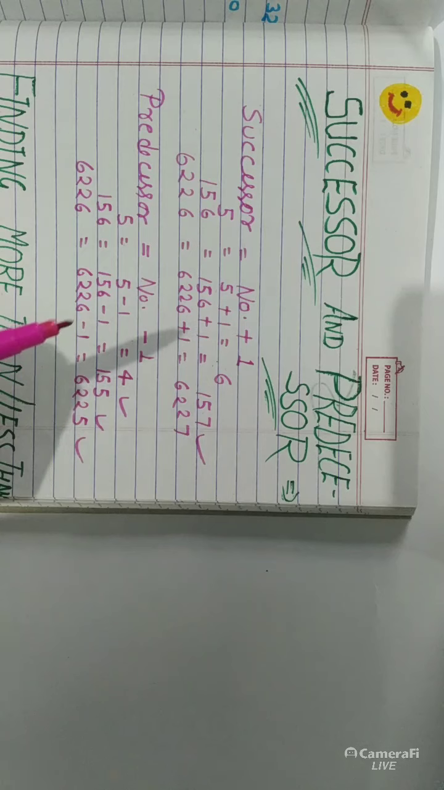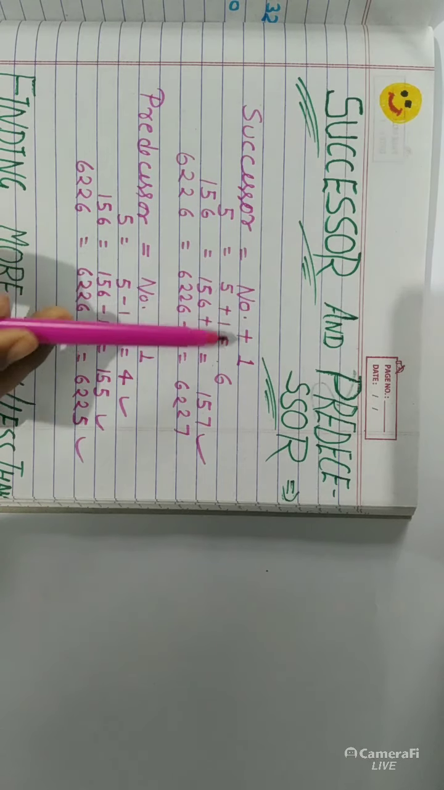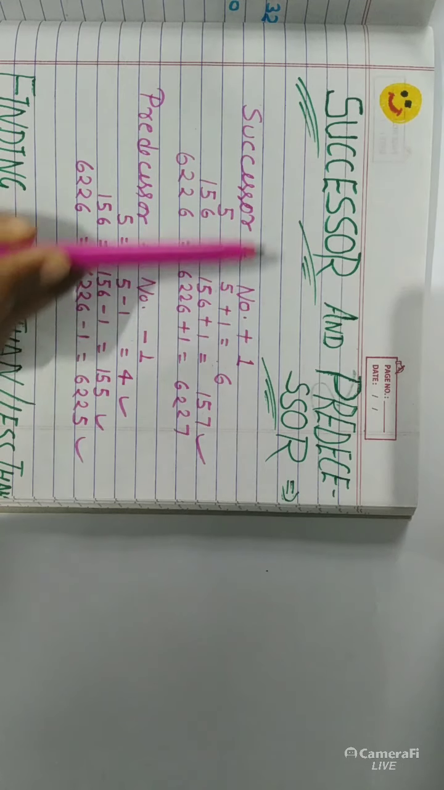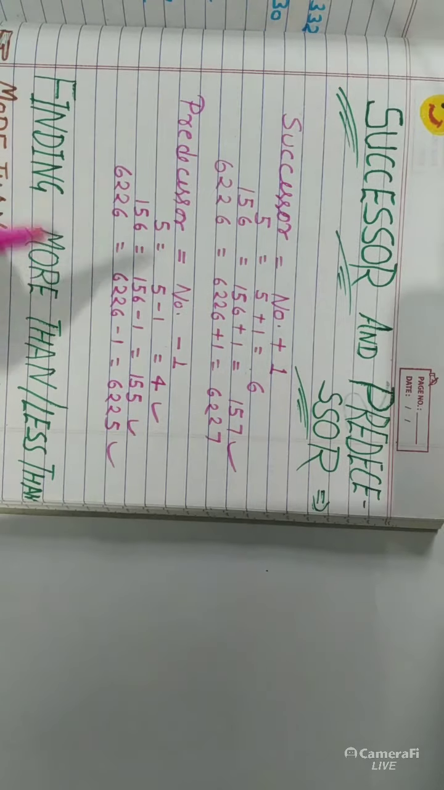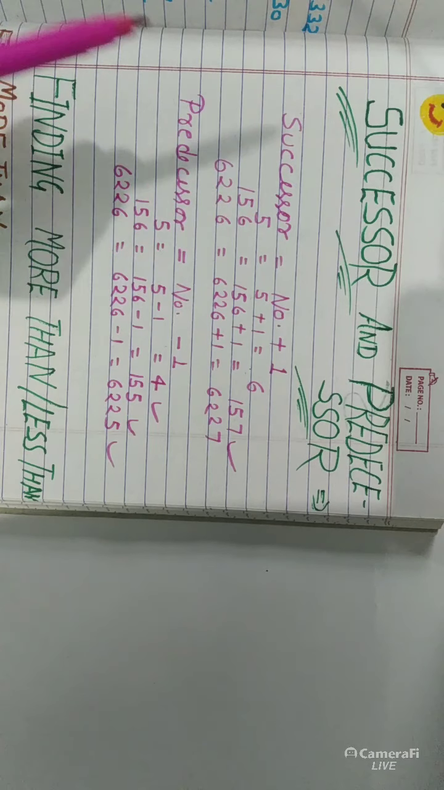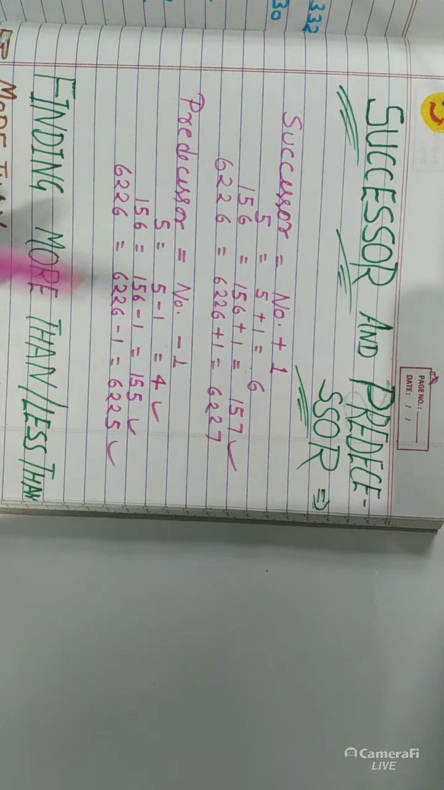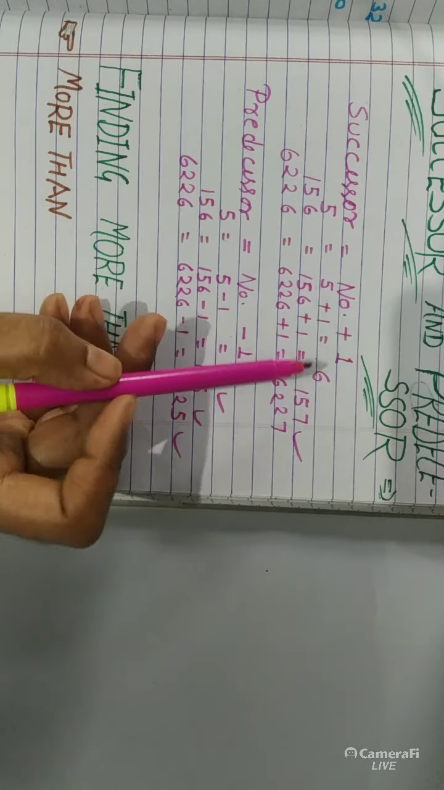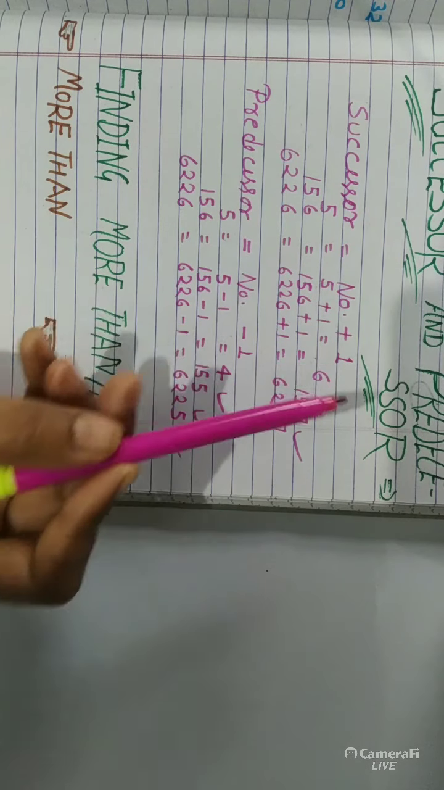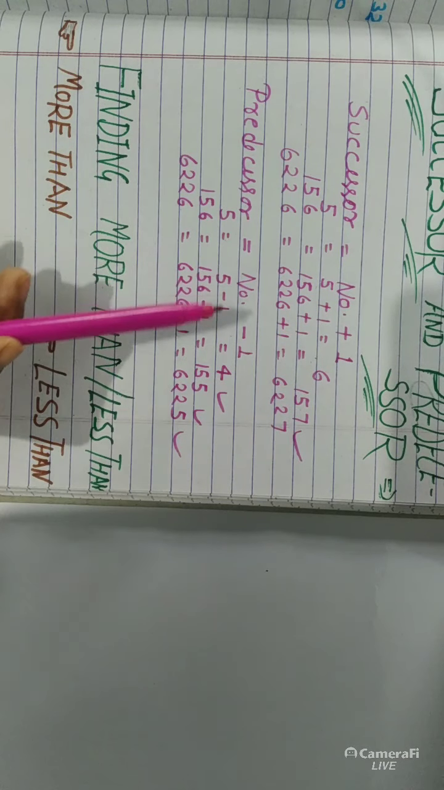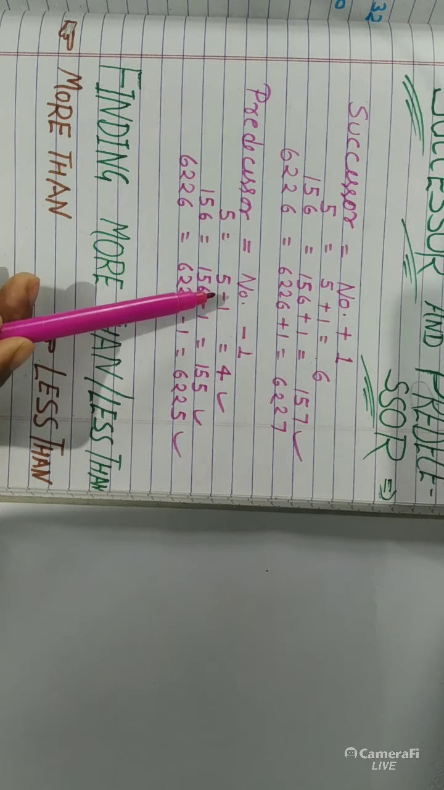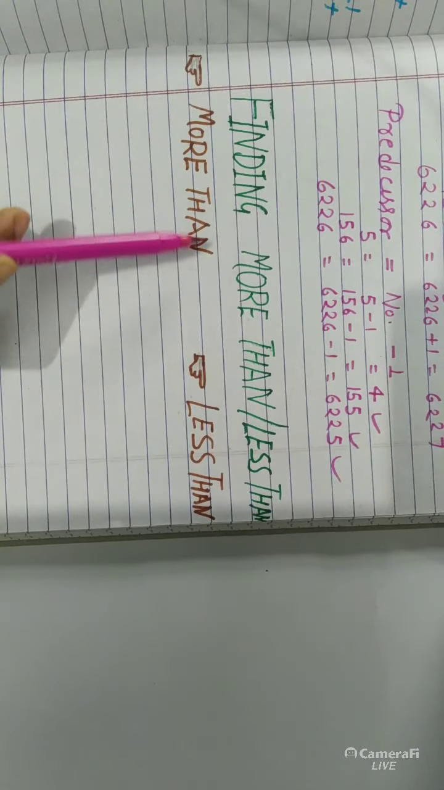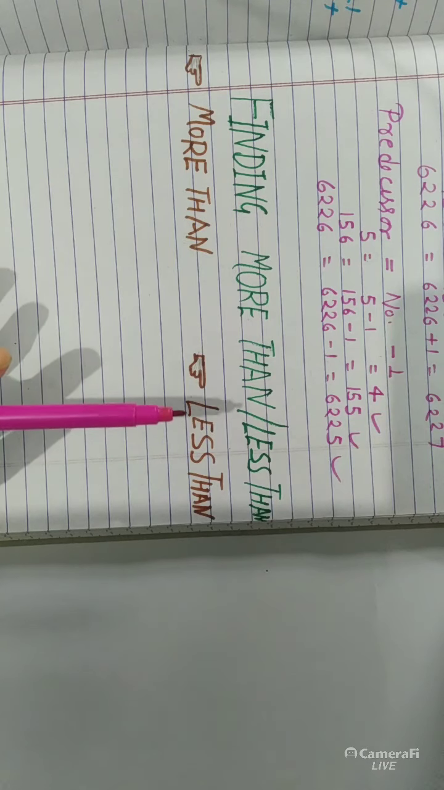So simply, successor is that number plus 1, means the number that comes just after any number is called successor, and any number that comes just before any number is called predecessor. Very simple. Okay, so when you have to find successor, simply add plus 1 to that number, and when you have to find predecessor, simply subtract 1 from that number.